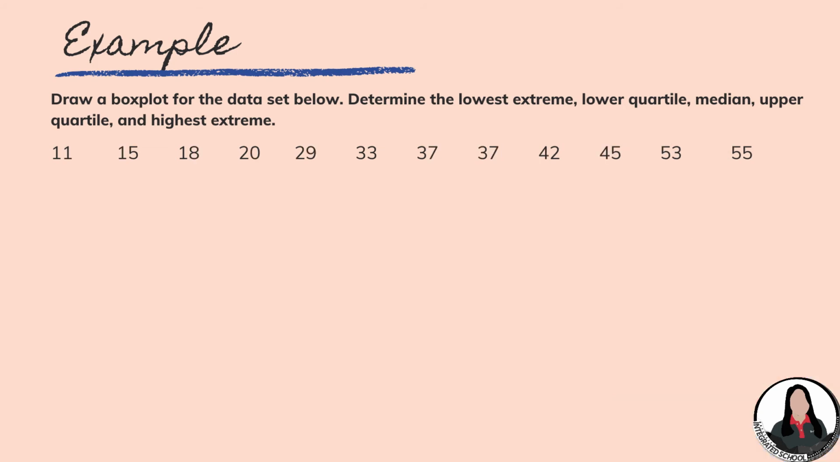Okay, so now that we have rearranged our data set from least to greatest, we can now proceed to the next step. Basta lagi niyo lang tatandaan when we are constructing a box plot, palagi dapat na naka-arrange siya from least to greatest. Okay, next is to find the median.